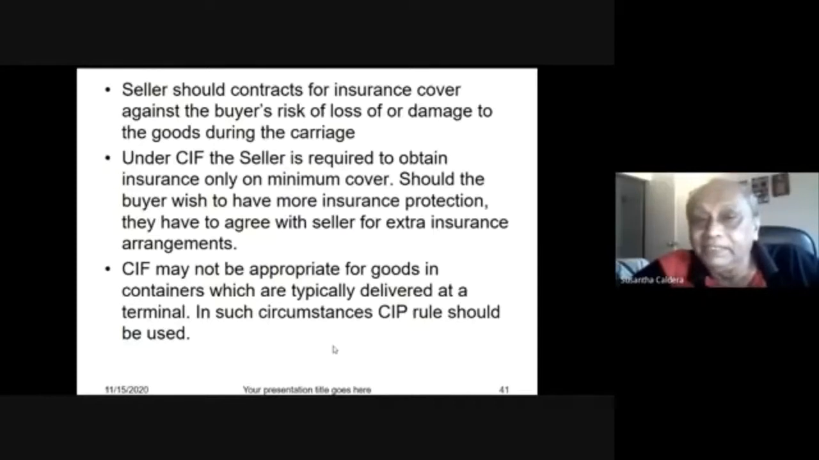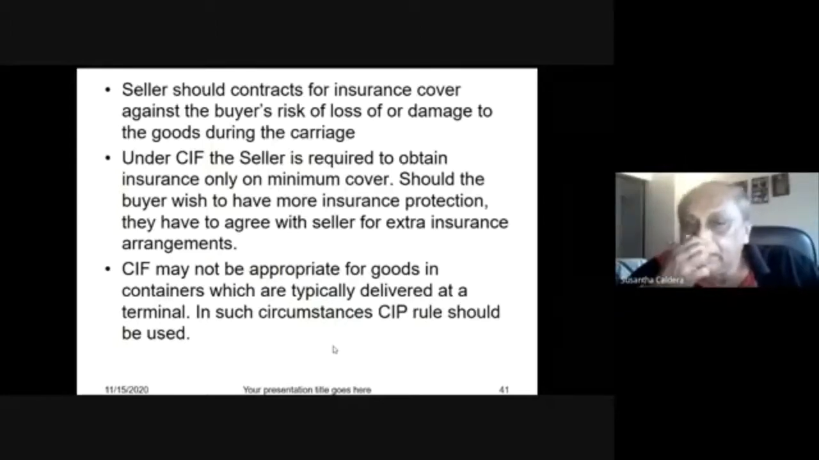Under CIF, the seller is required to obtain insurance only on minimum cover. Should the buyer wish to have more insurance protection, they have to agree with the seller for extra insurance arrangements. Obviously, they have to pay, but it is worth it, right? CIF may not be appropriate for goods in containers, which are typically delivered at a terminal.